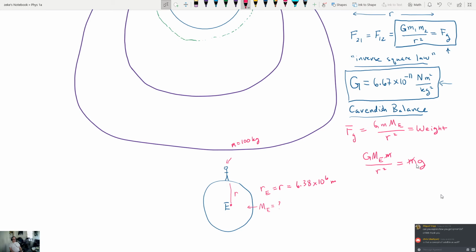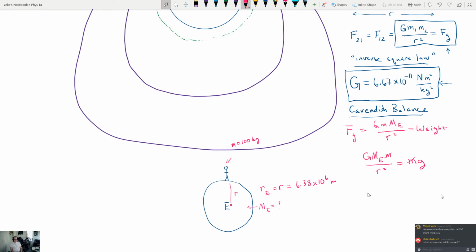This was proved first by Galileo experimentally, but Newton is basically saying this is verified. The gravitational acceleration of a planet depends on G, which is a constant, the mass of the planet, and the radius of the planet. That's what determines the size of g. The bigger the mass of the planet is, the bigger g is going to be. The smaller the radius, the bigger g is going to be, right?